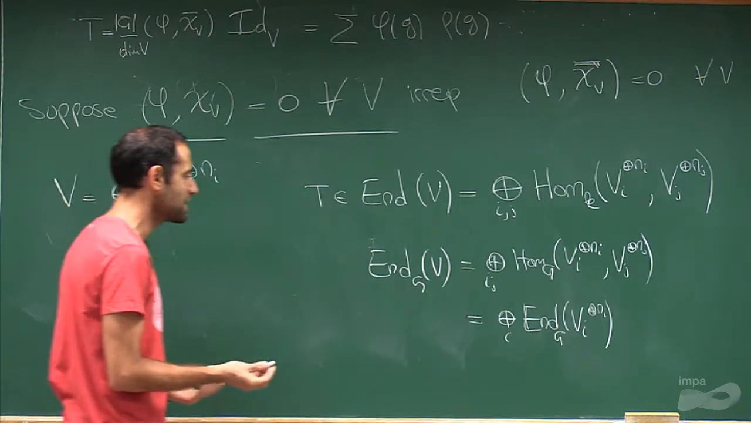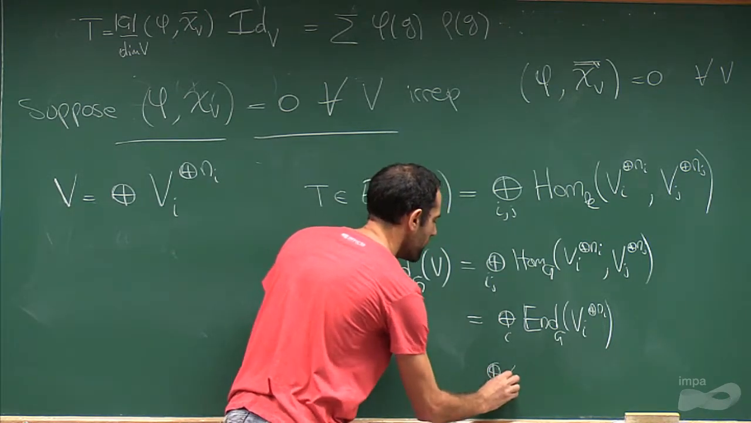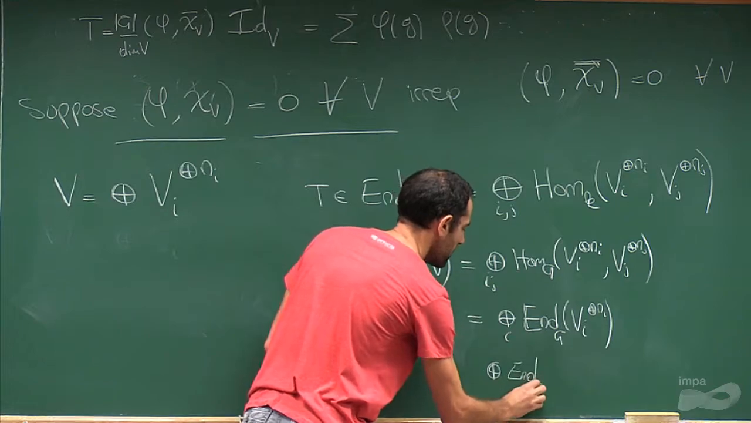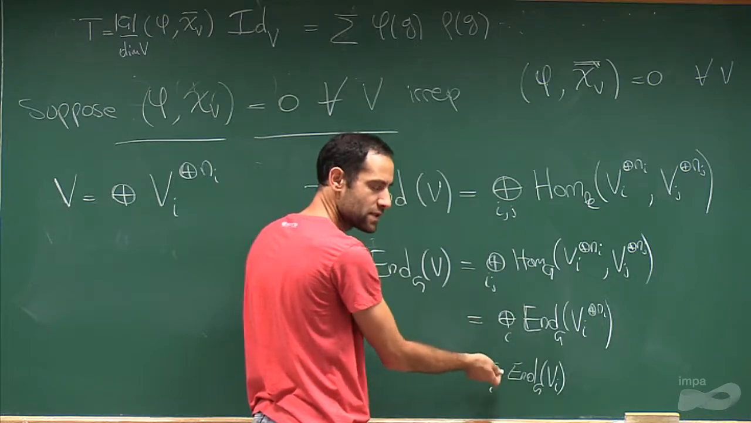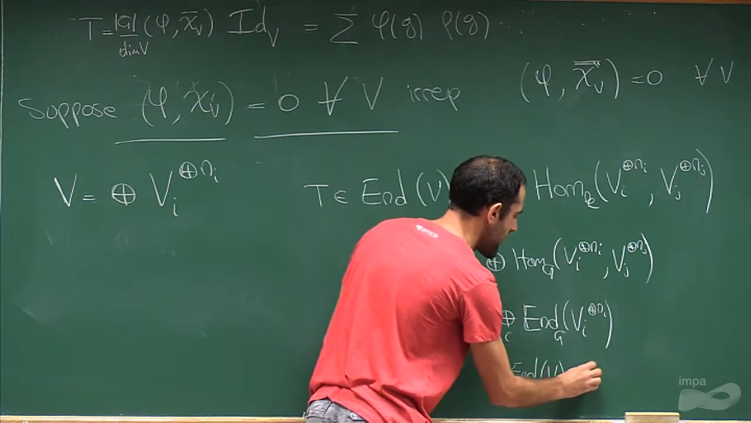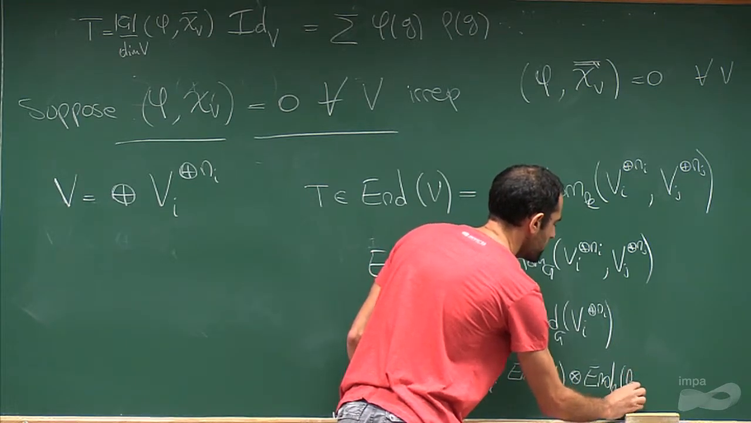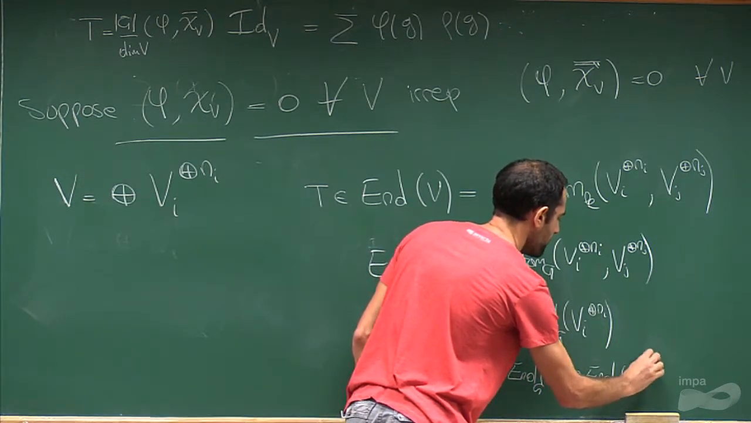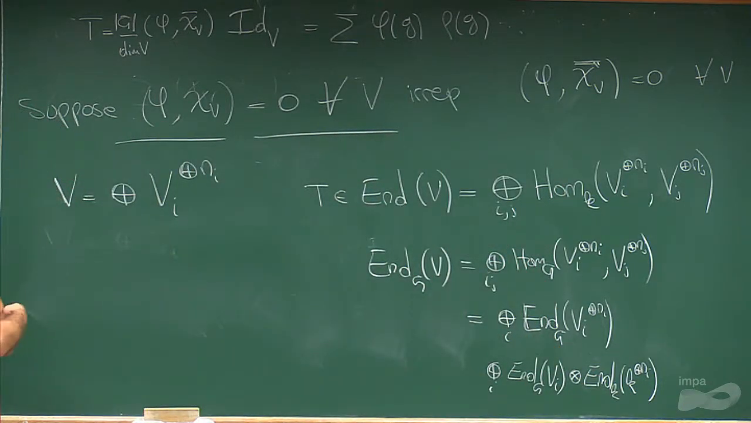Let's try something. Let's try a direct sum of endomorphisms of G of Vi. So at each summand, this is going to be an isomorphism. And let's just take any linear endomorphism of the field K to the Ni. And I wonder if this is an isomorphism or not.